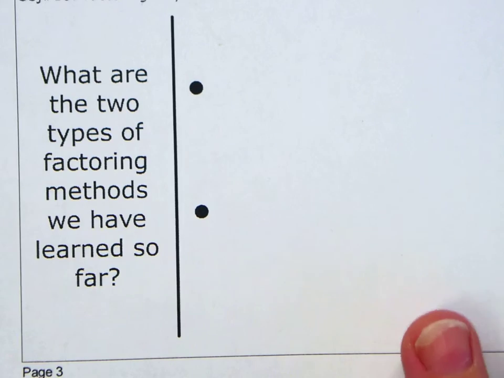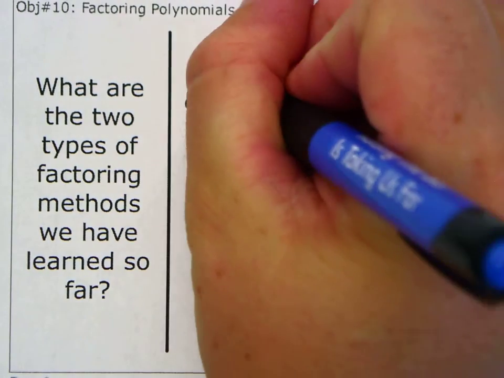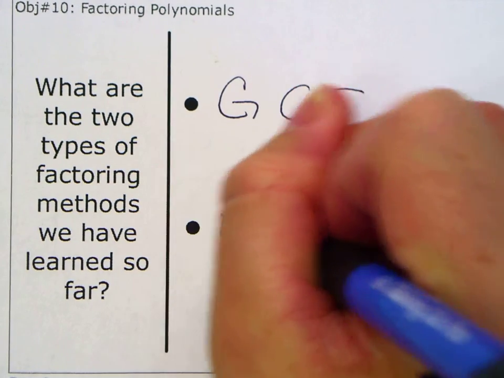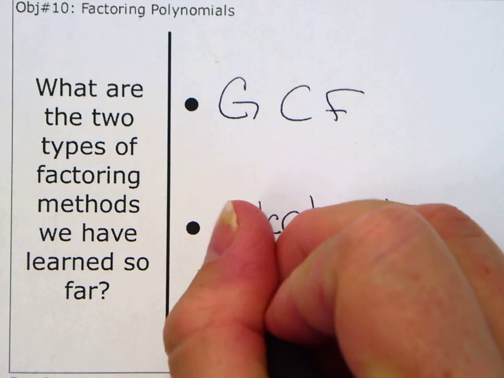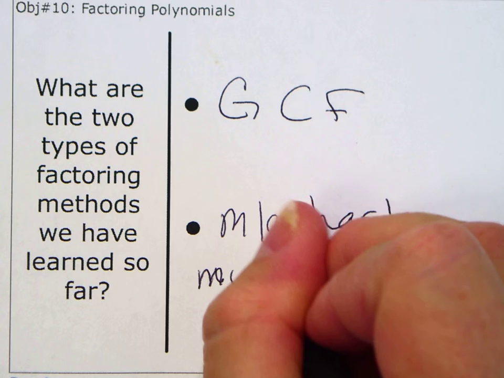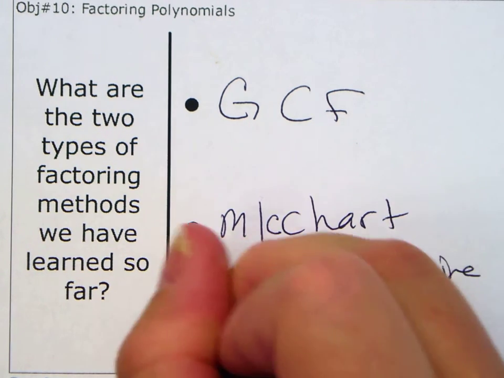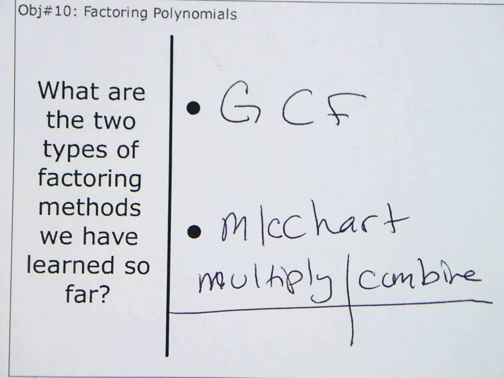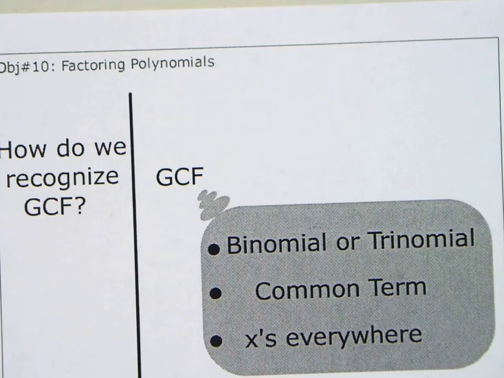Okay, what are the two types of factoring methods we have learned? We've learned GCF, and we've learned the MC chart. So that's the multiply combine. All right. So those are the two types we've learned so far. There's going to be pretty much 4 that we've gone over. So what's important now is recognizing them. Okay? So today's just a lot of notes and a little bit of practice.